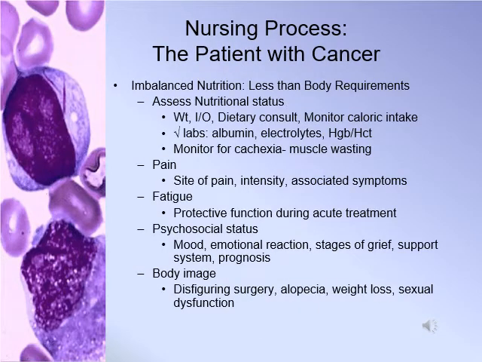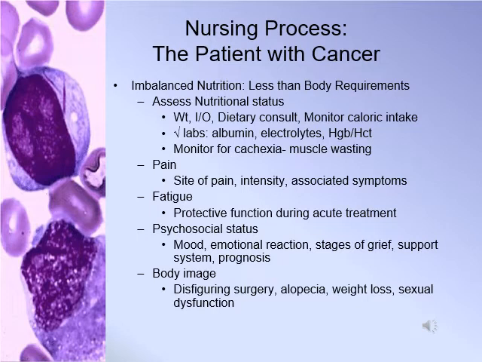Some other priorities then with cancer care, the imbalanced nutrition, less than body requirements, because nausea, vomiting, diarrhea, some of those GI symptoms are very common, and nausea and vomiting being the most common side effect for chemotherapy. We definitely want to do weights. We will do weekly weights when they come into infusion therapy, but we'll encourage them to track their weights at home as well, same time, same scale, same clothes. We'll have a dietitian involved. In some cases, we'll have them monitor their caloric intake if it's real bad, but mostly we'll just have them choosing healthy choices and making sure that we're adding enough calories and protein, etc.